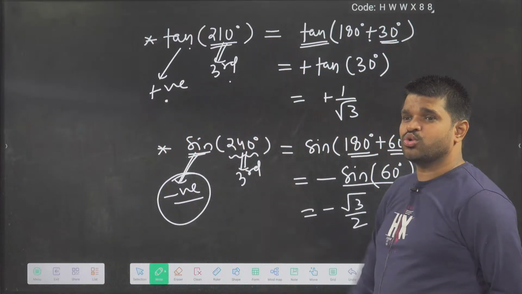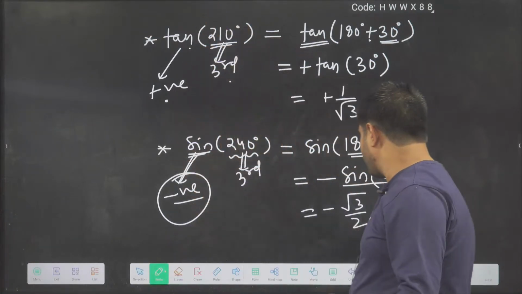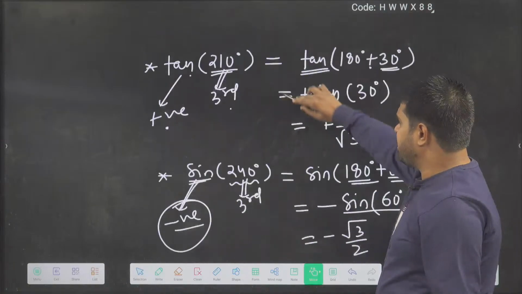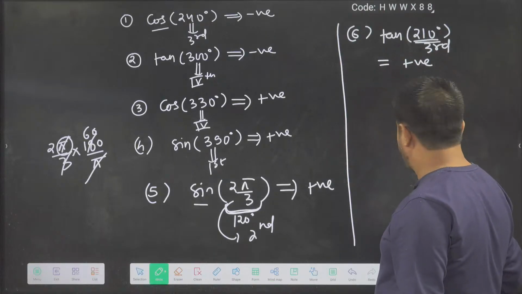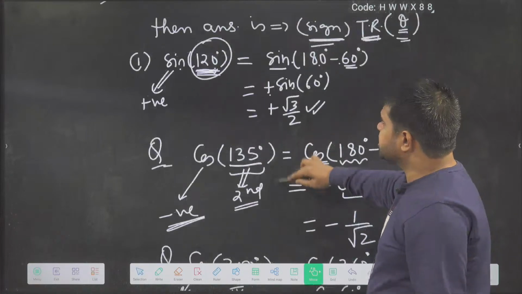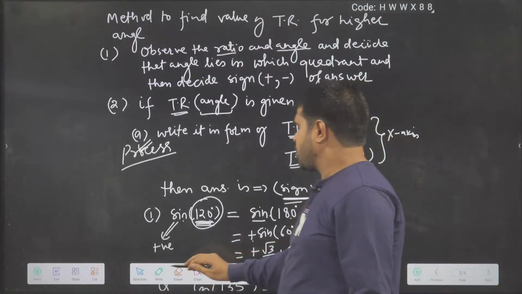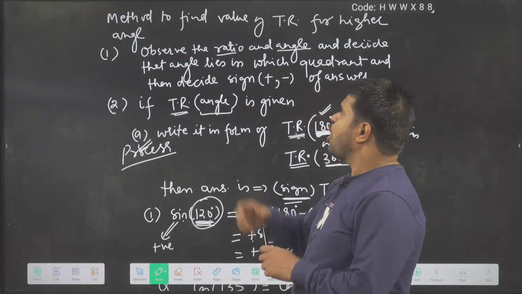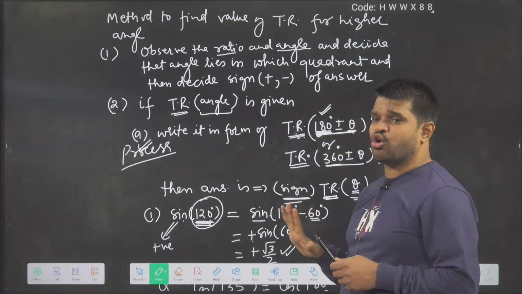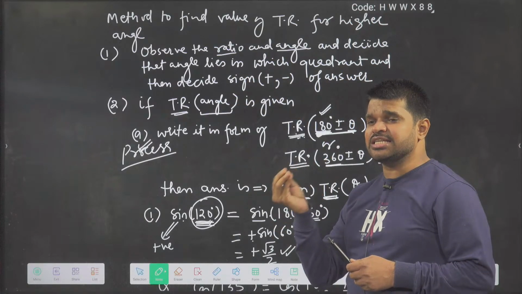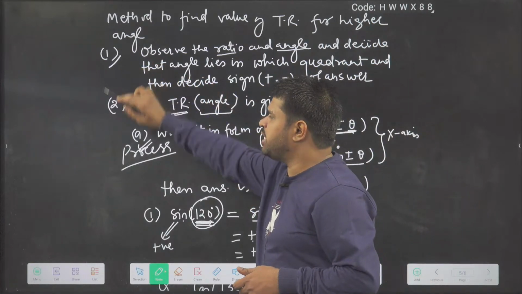Done? Should I give one more question? Okay, let me give quick recap, then I will give you one more question. See the steps. What is the method? What is the first step? Observe the ratio and angle and decide angle lies in which quadrant. Based on which quadrant the angle lies in, we will know whether answer will be positive or negative. So first step done.